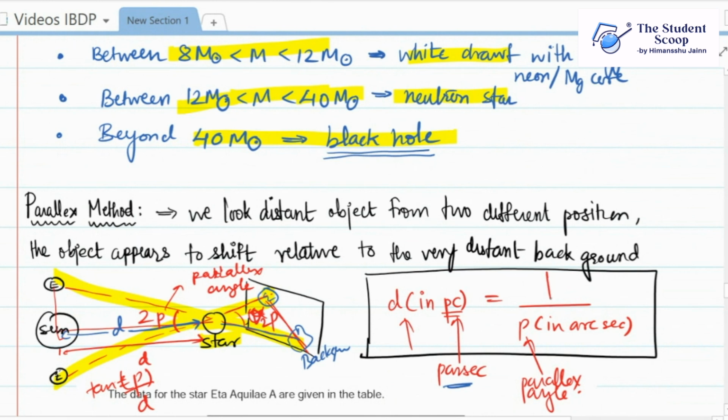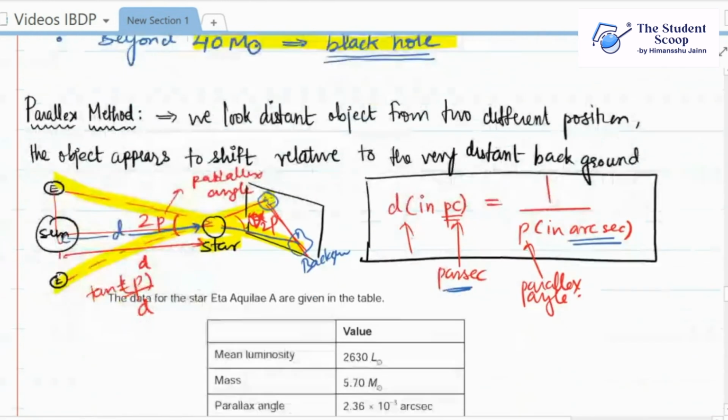By taking the reciprocal of the parallax angle, which is most of the time given in arc seconds, we get the distance. An arc second is a unit of angle, and whenever angles are small we can use the arc second as a unit. So once we get this value, we will get the distance in parsec.